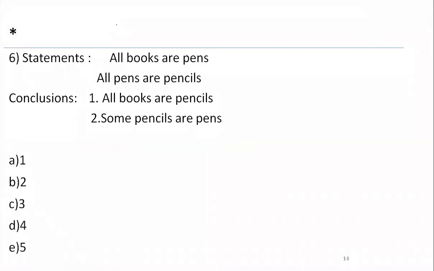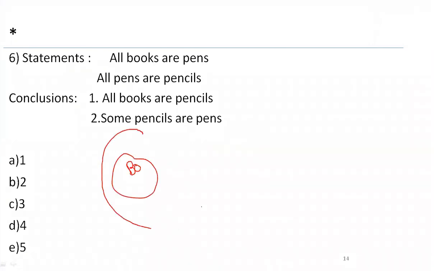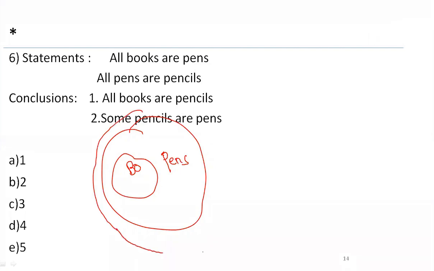Here is the next one. All books are pens. All books are pens means the book circle will lie completely inside the pens circle. Okay. Next. All pens are pencils. All pens are pencils means the pens circle is already there, so no need to draw one more pens circle. You can draw all the pens inside the pencils.